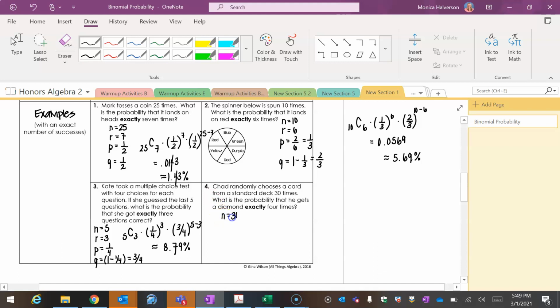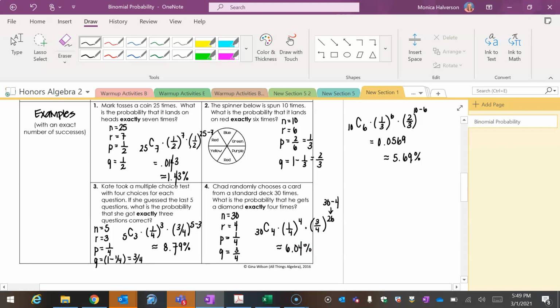Okay, Chad randomly chooses a card from a standard deck 30 times. So N equals 30. What is the probability that he gets a diamond exactly 4 times? R equals 4. All right, probability of getting a diamond is 1 in 4 because there's 4 suits. So failure will be 3/4. So 30 combo 4 times 1/4 to the 4th times 3/4 to the 26. And we get 26 by doing 30 minus 4. And if we did that, we would get an answer of 6.04%.